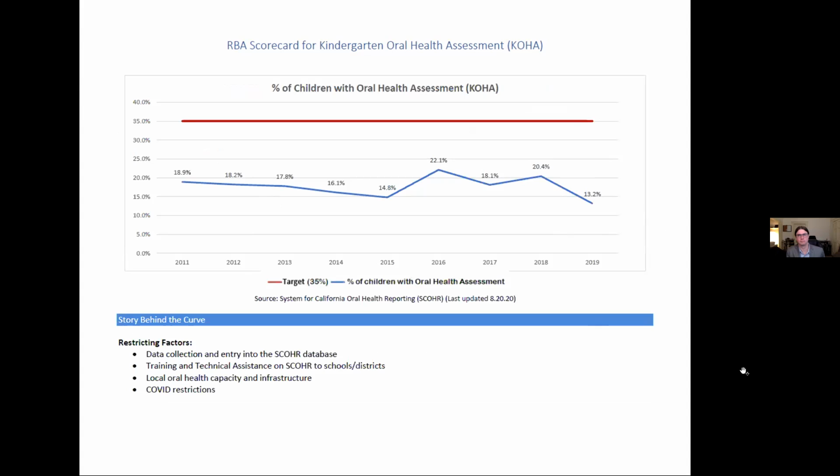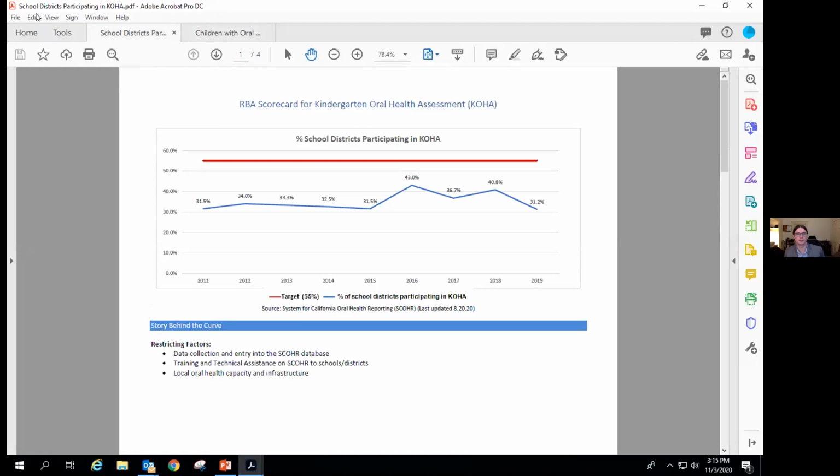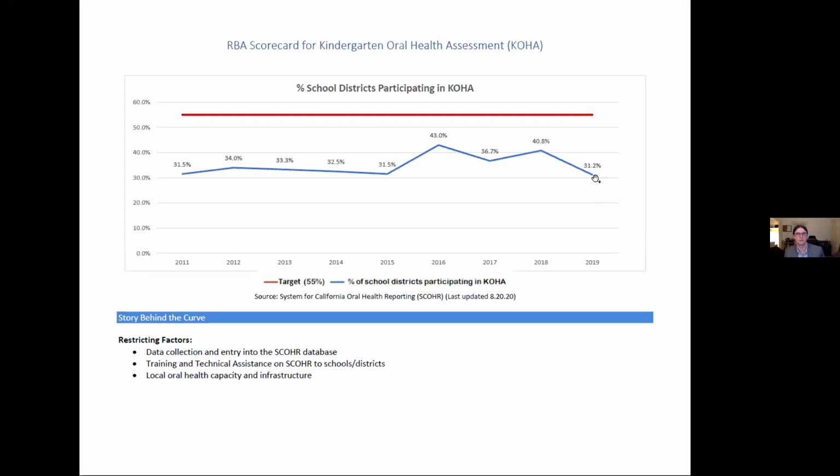And with school districts, can you go back to the previous graph? Oh, yes. This is children. We have one for schools. Yeah, here we go, school district. So increasing the number of schools participating. If we increase that one, the number of children participating will go up. Mm-hmm. So, okay.